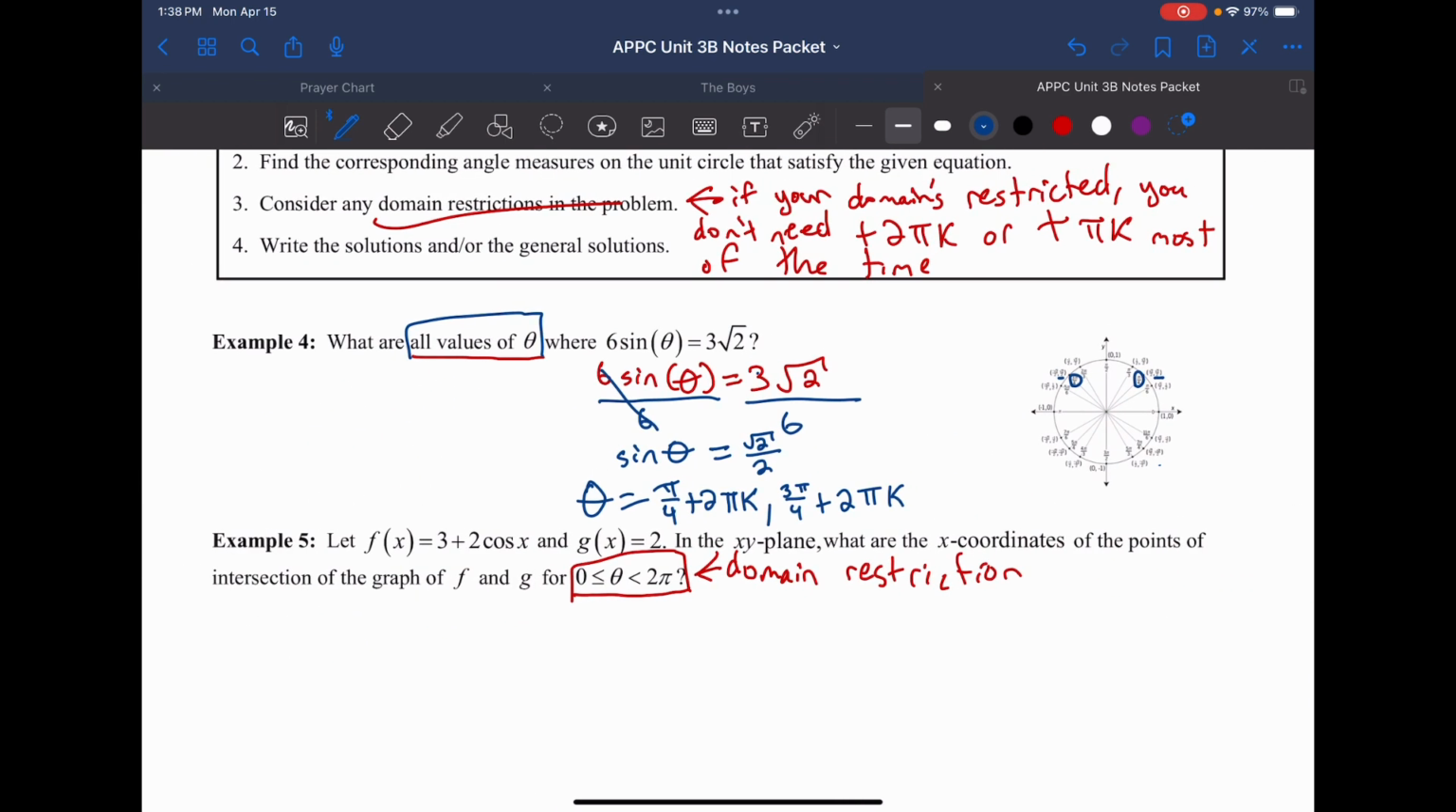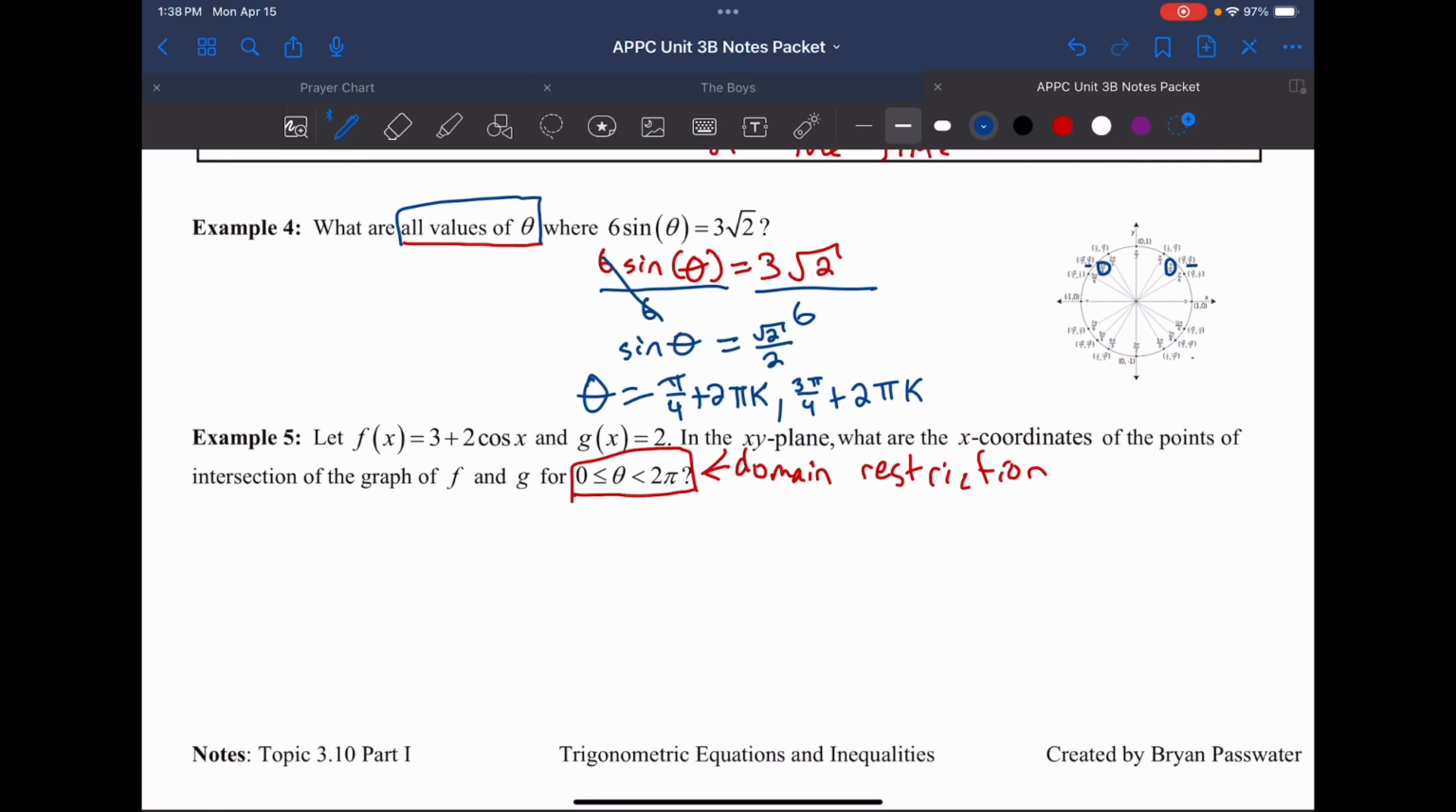And on 5, let f of x equal this and g of x equal 2. It says, what are the coordinates of the intersection? The x coordinates of the intersection. They intersect when they're equal. So set them equal to each other. 3 plus 2 cosine x equals 2.